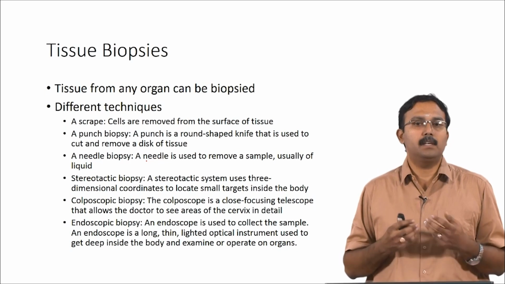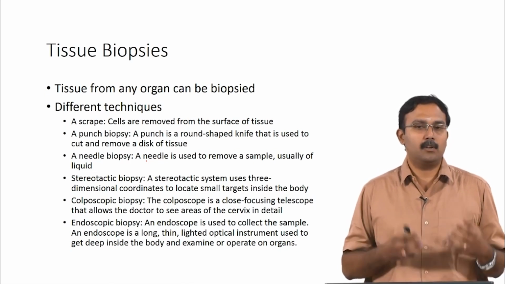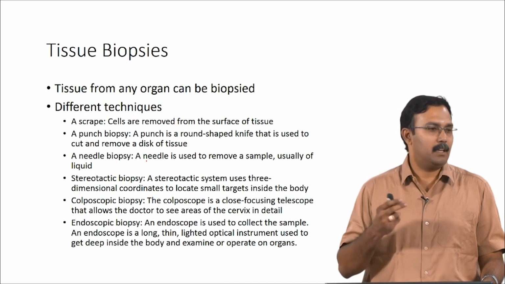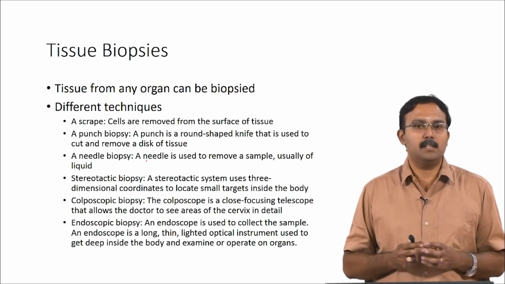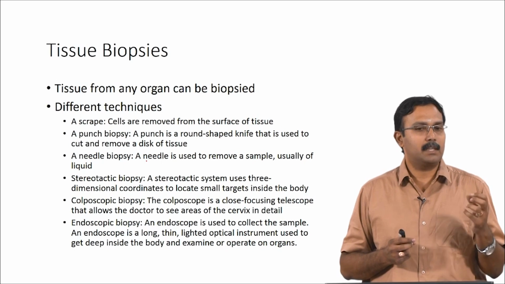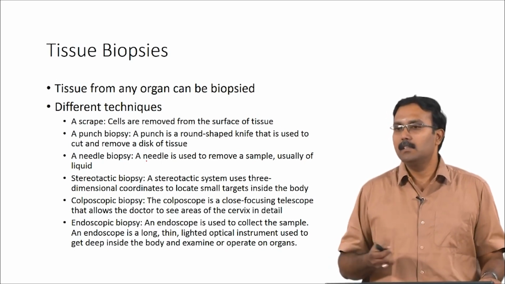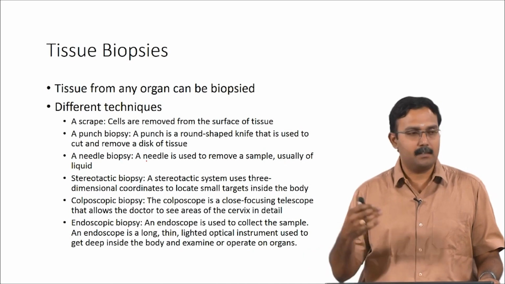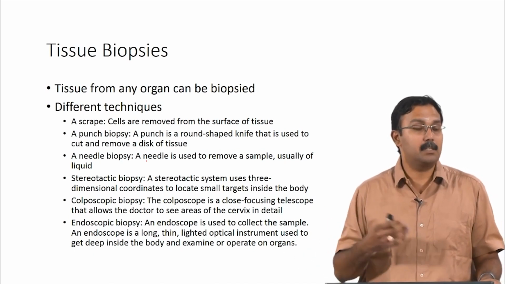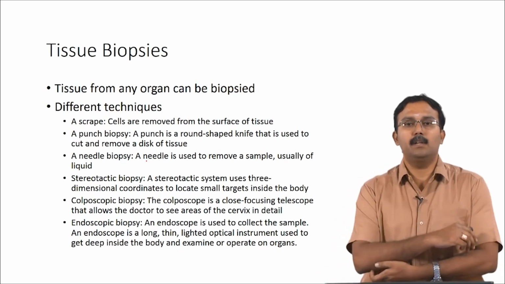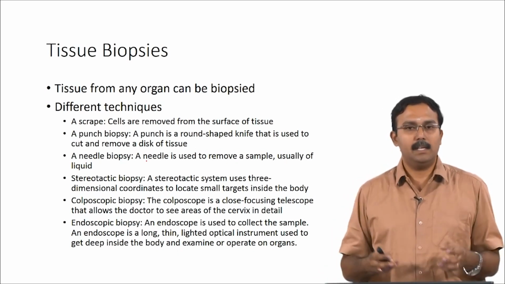A colposcopic biopsy is where a colposcope is used. This is a close focus telescope that allows the doctor to look at the cervix in detail. So, this is usually done for diagnosing cervical cancer. Endoscopic biopsy is where an endoscope is used to collect the sample.